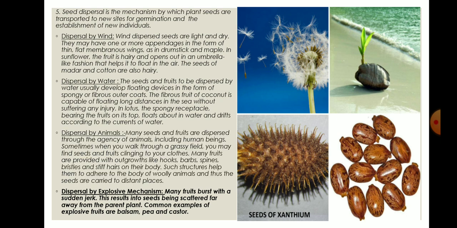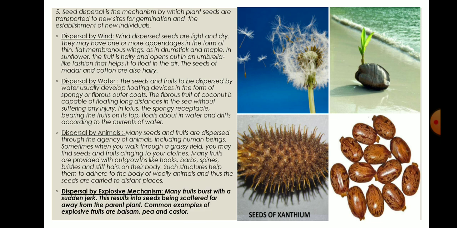Dispersal by animals. Many seeds and fruits are dispersed through the agency of animals, including human beings. Sometimes, when you walk in a grassy field, you may find seeds and fruits clinging to your clothes. Many fruits are provided with outgrowths like hooks, barbs, spines, bristles, and stiff hairs on their body. Such structures help them to stick to the body of woolly animals, and thus the seeds are carried to distant places.